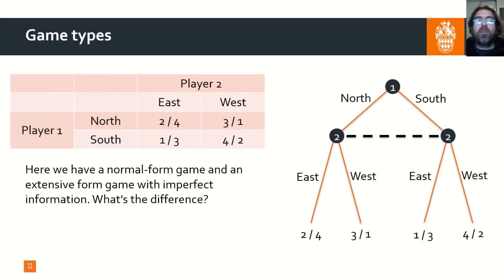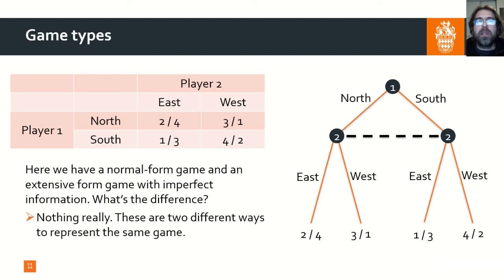Now here we have a normal form game and an extensive form game with imperfect information. In the normal form game, player 1's strategies are north and south, and player 2's strategies are east and west. And likewise in the extensive form game, the payoffs are also identical. So is there any difference between the two games? The answer is not really. These are in fact 2 different ways to represent the same game.